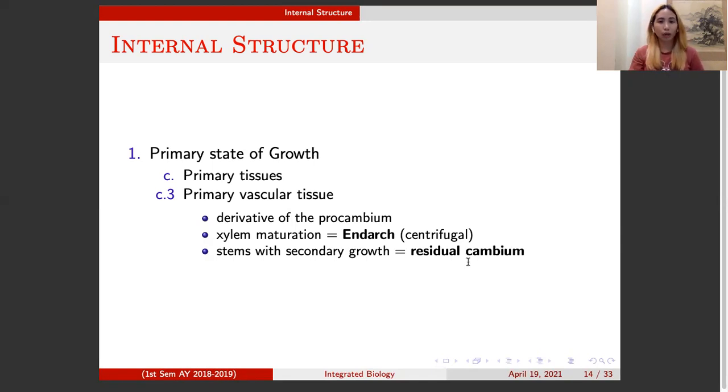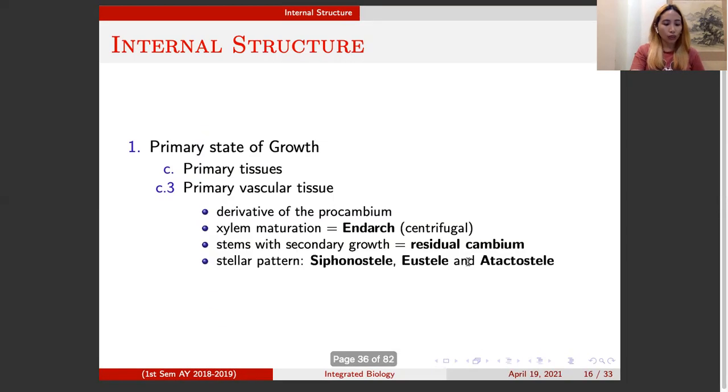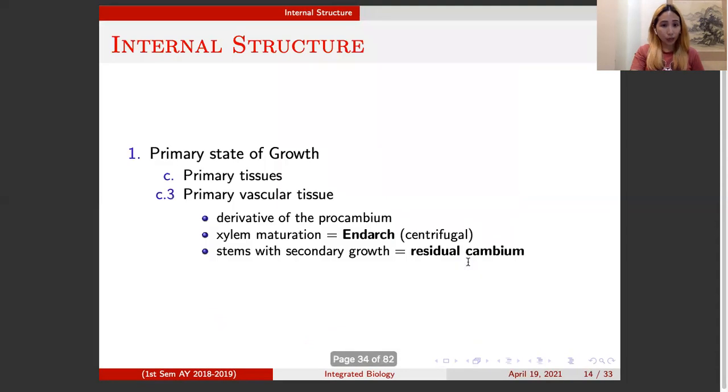Okay, so we'll give more emphasis on that pag nasa secondary growth na tayo. Okay, so we are clear now with the primary vascular tissue, xylem, phloem, xylem in the inside, phloem in the outside. They are actually derivatives of the strip of cell known as procambium. And the formation of the protoxylem and the metaxylem actually follows the endarch pattern.